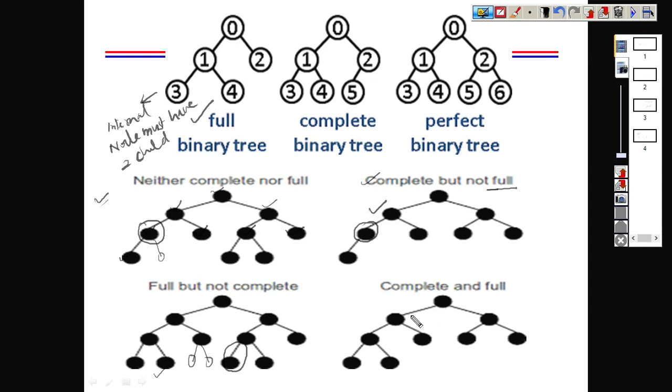Now if you look at this, it fulfills both conditions. It is inserted from left to right. All the leaves exist either at the last level or the second last level, and all the internal nodes have two children. So this tree is said to be complete and full.